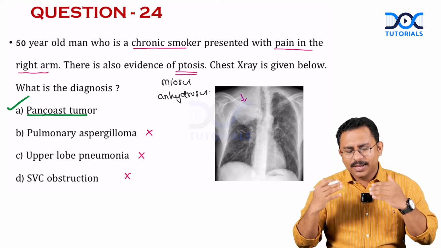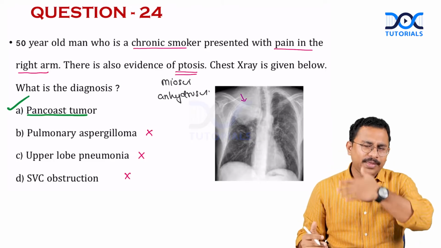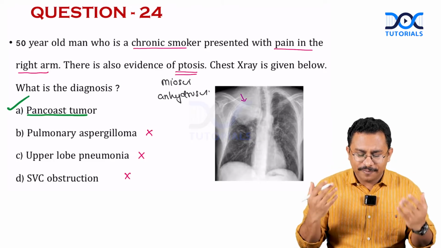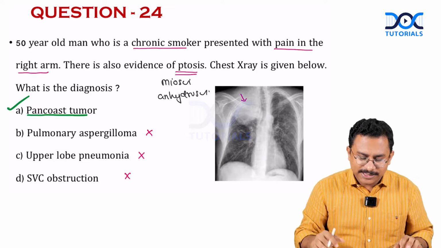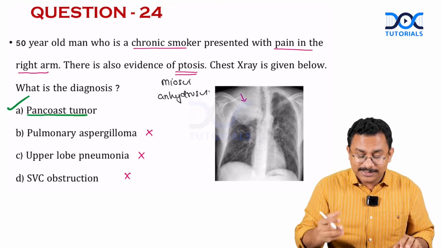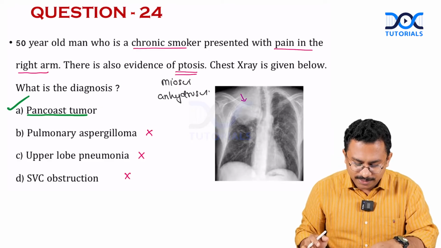In SVC obstruction, you will get more features of congestive features involving your face and a raised non-pulsatile JVP. None of them you are seeing in the options in the question. So the answer here is straightforward, Pancoast tumor.